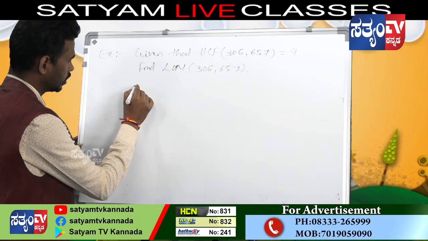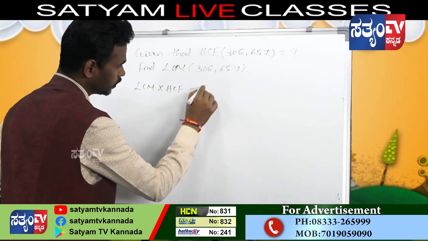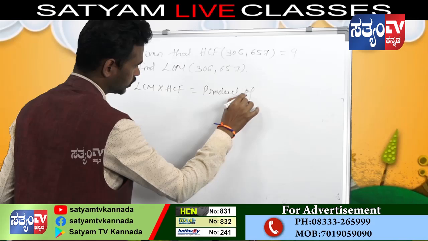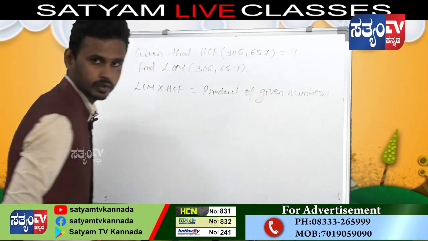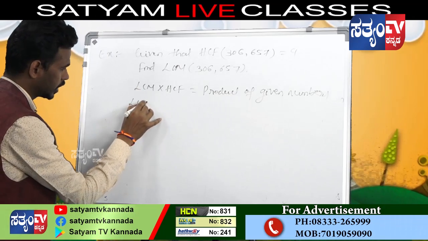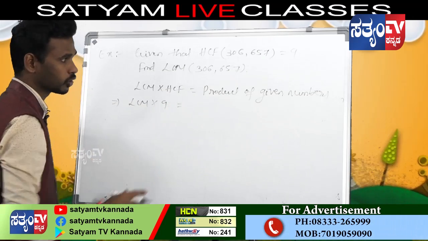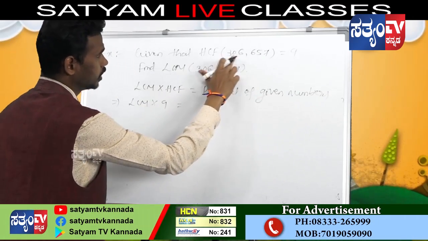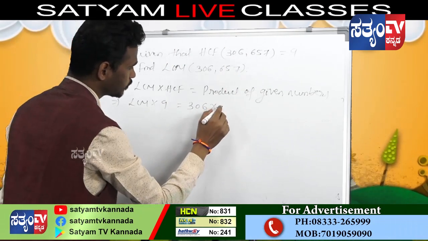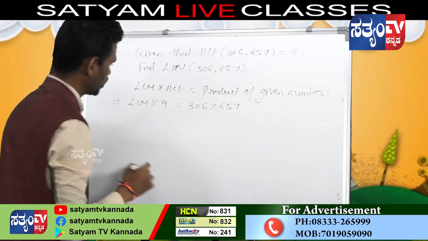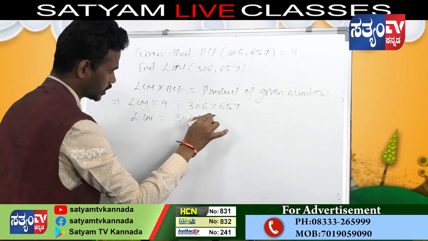What is the relationship? LCM into HCF is equal to the product of the given numbers. So here we need to find LCM into HCF. The HCF given is 9, which is equal to the product of the given numbers. The given numbers are 306 into 657. So here we need the LCM. So LCM is equal to 306 into 657 divided by 9.